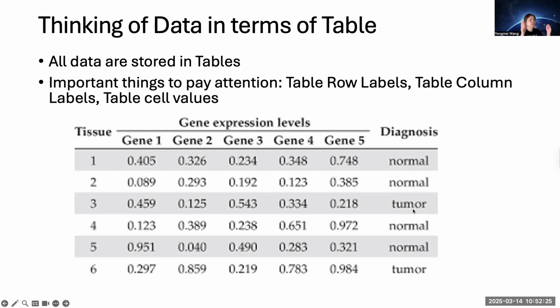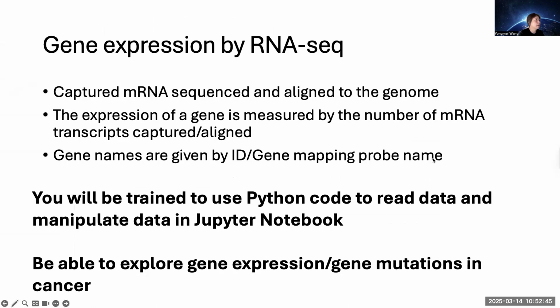When you're dealing with these data analyses, continue to think of all the data as coming in a table. You should become very used to thinking this way: it's a table, what's in the row, what's in the column, and how am I going to process it. I talked about this already, so I won't say much. The gene expression by RNA-seq is the one we focus on heavily.